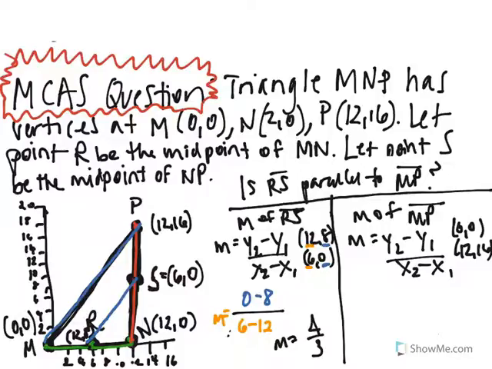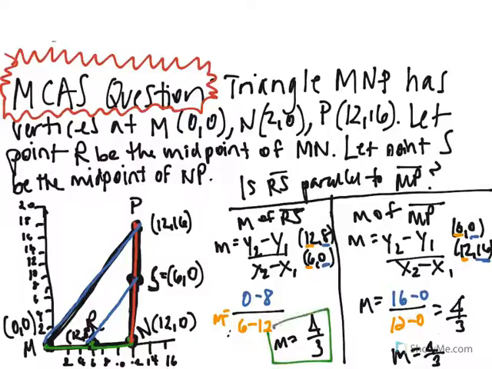Now let's find the slope of MP. Remember, we have y2, which is 16, minus y1, 16 minus 0. Sorry, let's do that in blue just so you can see where I got it. 16 minus 0, all over x2 minus x1, which is 12 minus 0. This reduces to 16 over 12, which reduces to 8 over 6, which reduces to 4/3. So both of our slopes are equal. Therefore, RS is parallel to MP. All right, so we answered that part of the question.